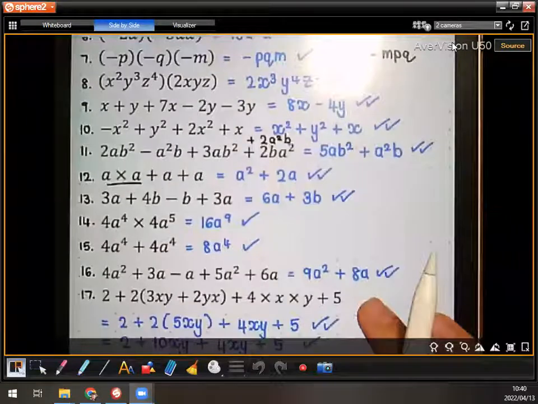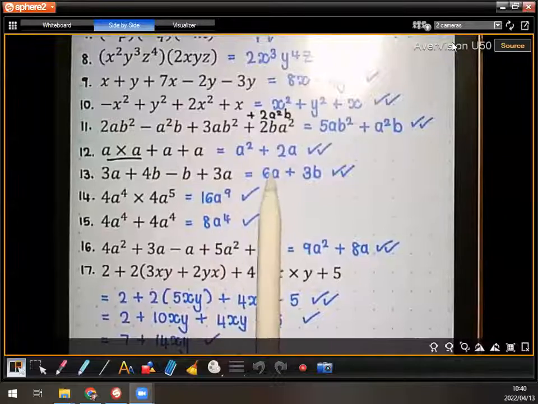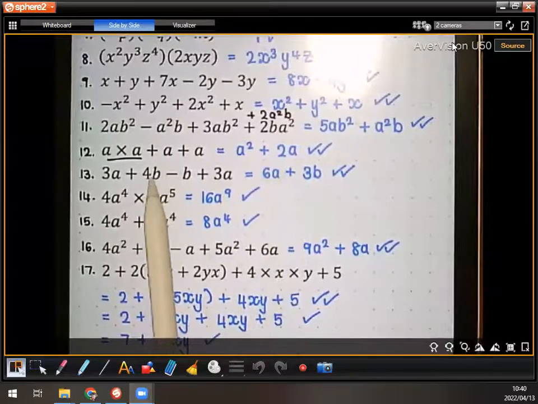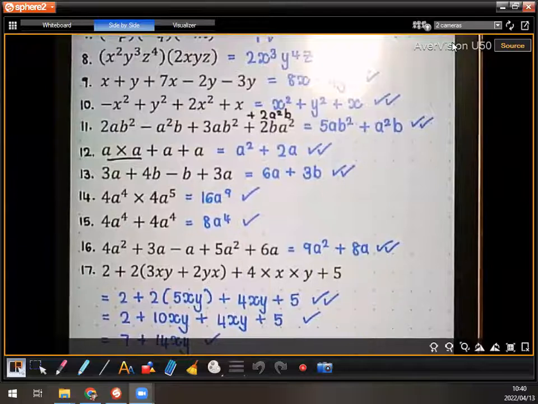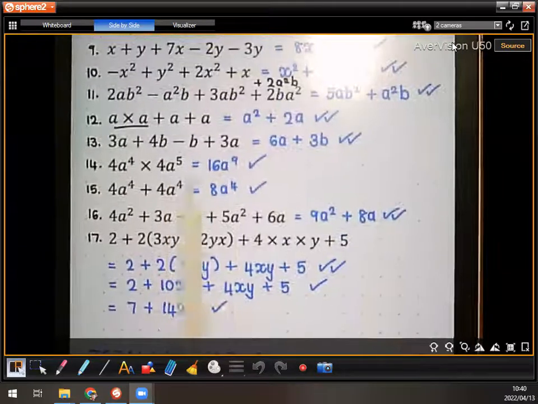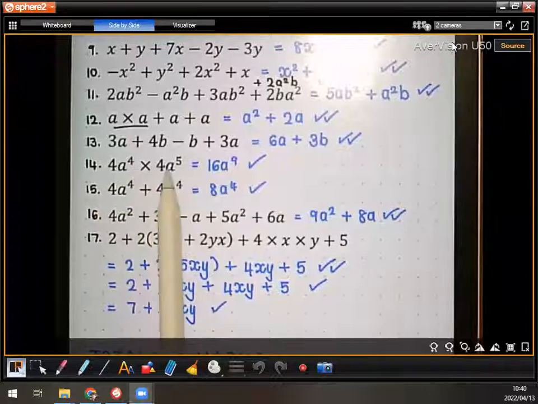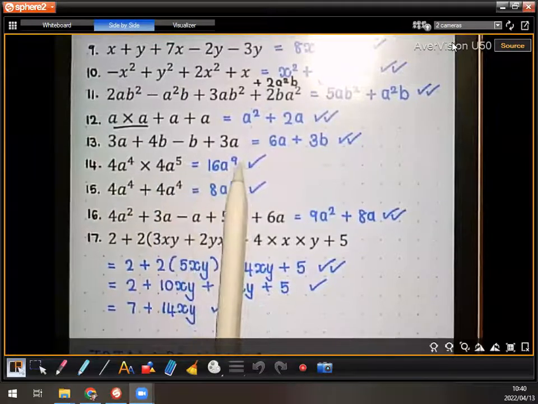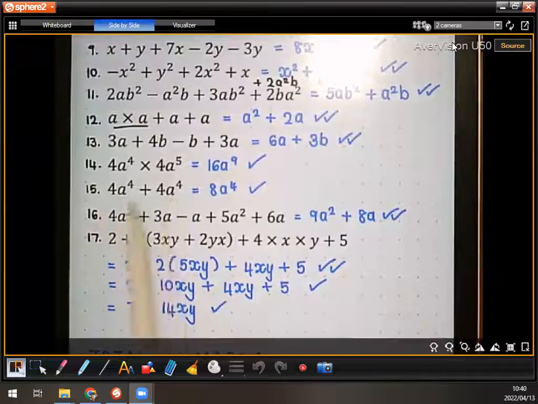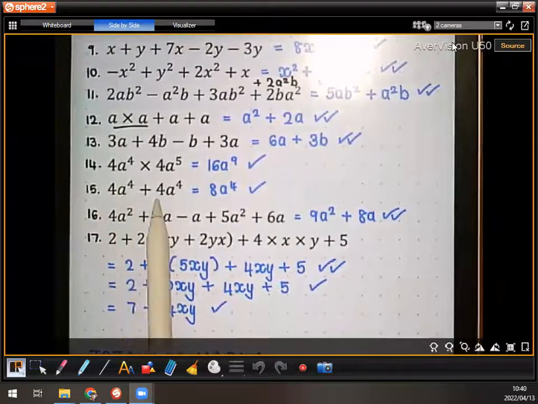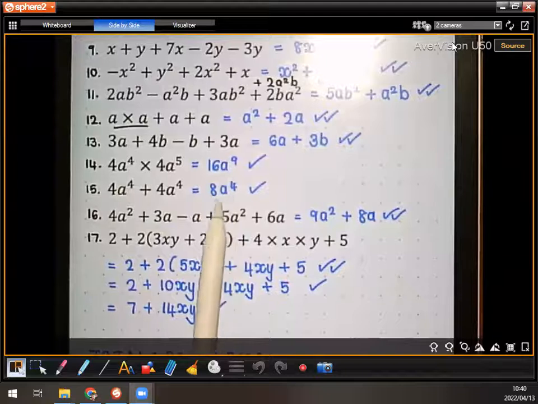The next one was similar, just collecting like terms. So it was 3A plus 3A is 6A, 1 mark for that. And then 4B minus 1B is 3B, 1 mark for that. For the next one, we times it, right? So 4 times 4 is 16, and 8 to the 4 times 8 to the 5 is 8 to the 9. It was 1 mark for that. And here you're just adding them together. Most of you got this one right. 4A to the 4 plus 4A to the 4 is 8A to the 4.